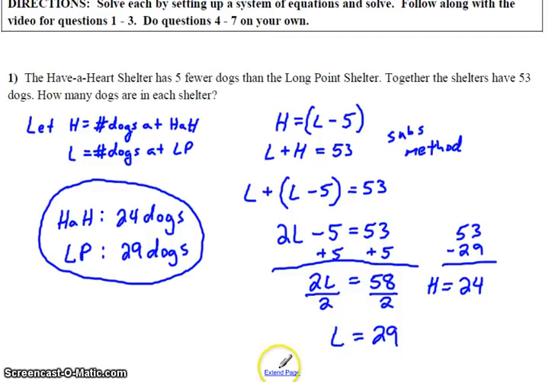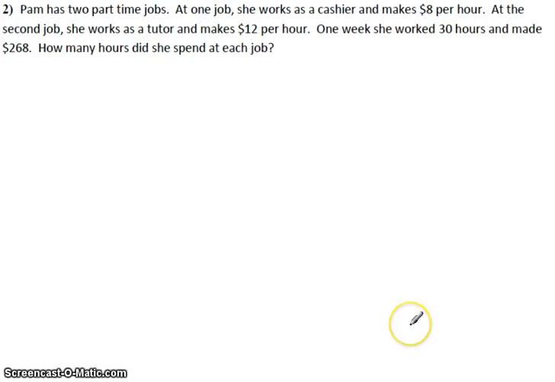All right, let's move on to number 2. All right, number 2. Pam has 2 part-time jobs. At one job, she works as a cashier and makes $8 per hour. At the second job, she works as a tutor and makes $12 per hour. One week, she worked 30 hours and made $268. How many hours did she spend at each job?